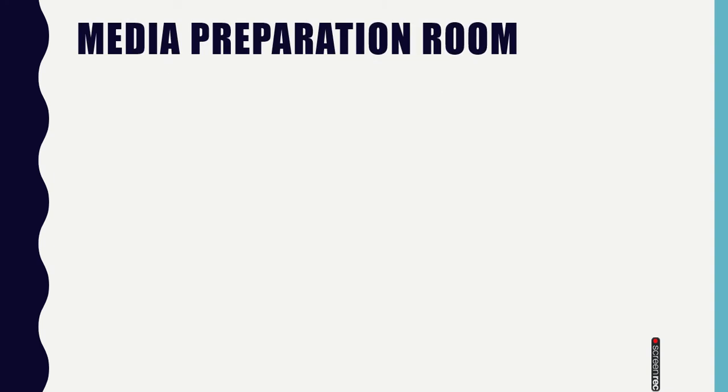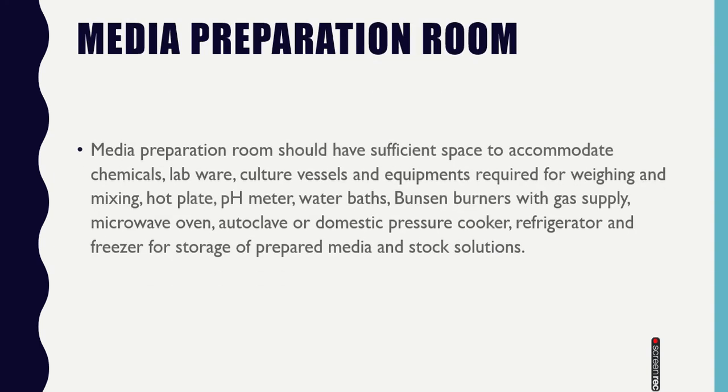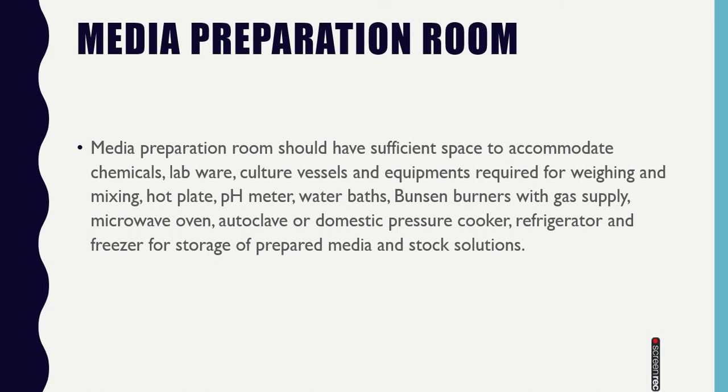Now about the media preparation room. Media preparation rooms should have sufficient space to accommodate chemicals, labware, culture vessels and equipment required for weighing and mixing, a hot plate, pH meter, water baths, Bunsen burners with gas supply, microwave oven, autoclave or domestic pressure cooker, and a refrigerator and freezer for storage of prepared media and stock solutions.